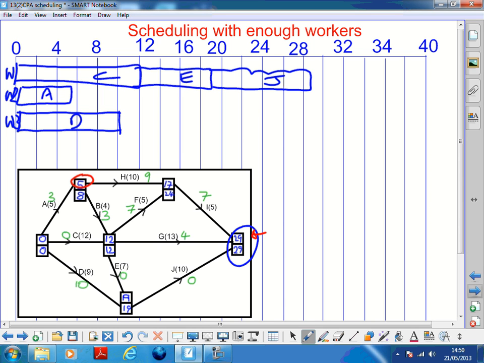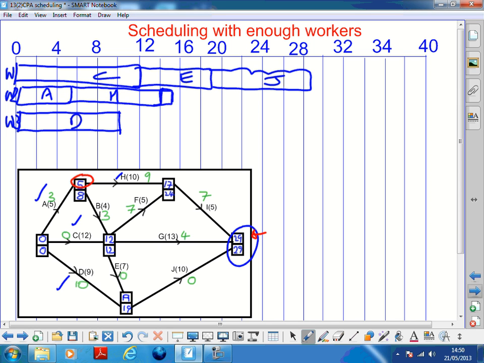Okay, I'm going to tick these off. Good plan. So now I can move on to H. If I continue with giving worker A H, there's no reason to delay it. So that's the 15. H, that's ticked off.